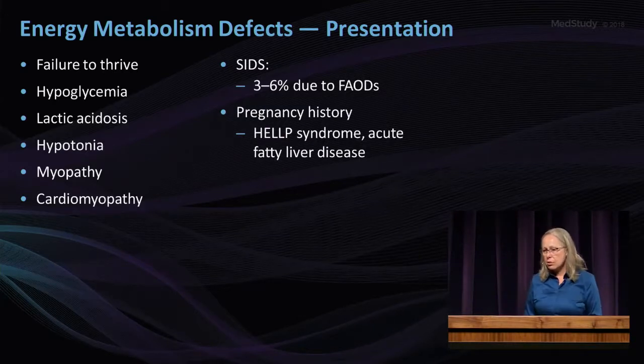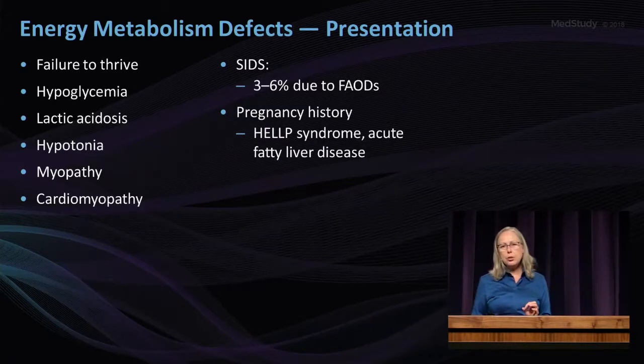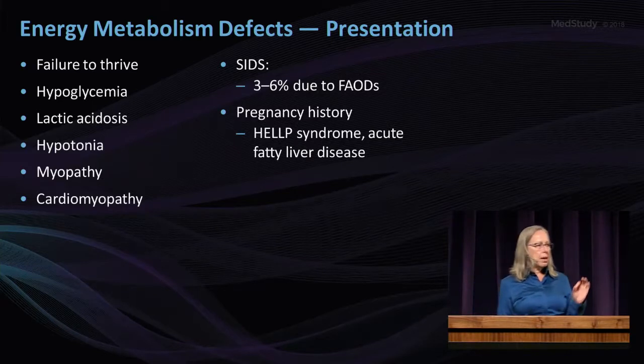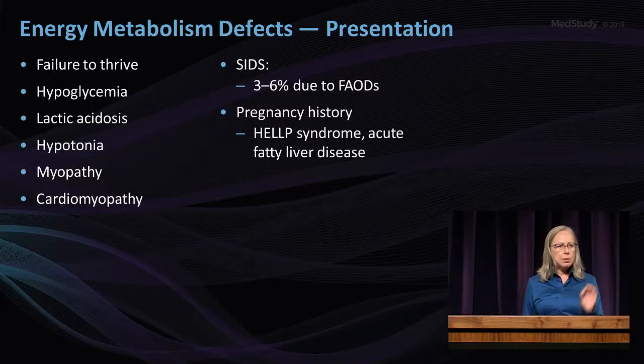Look at the pregnancy history. If mom had HELLP syndrome or acute fatty liver disease, that may be a sign that there's a problem in the baby and mom is a carrier, and that was enough to trip her over the edge to be symptomatic.